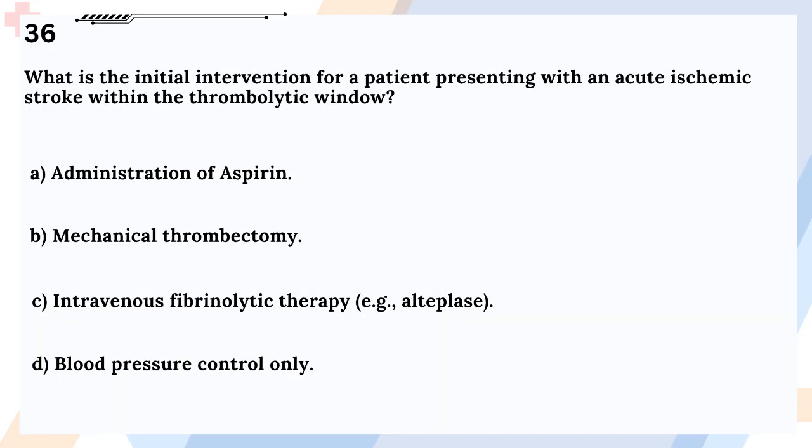Question 36. What is the initial intervention for a patient presenting with an acute ischemic stroke within the thrombolytic window? A. Administration of aspirin. B. Mechanical thrombectomy. C. Intravenous fibrinolytic therapy, e.g., alteplase. D. Blood pressure control only.